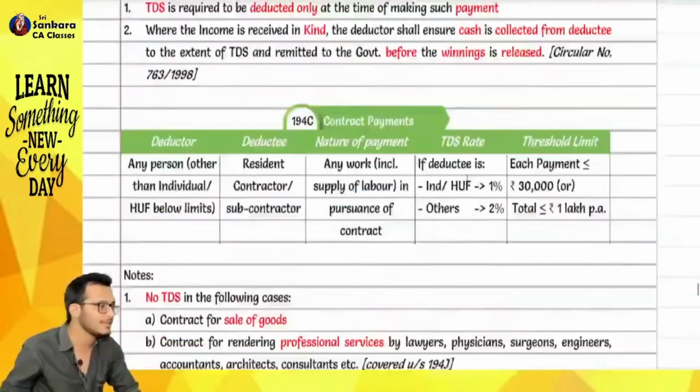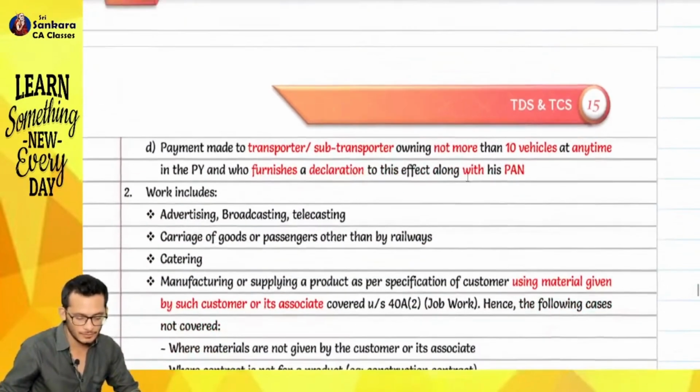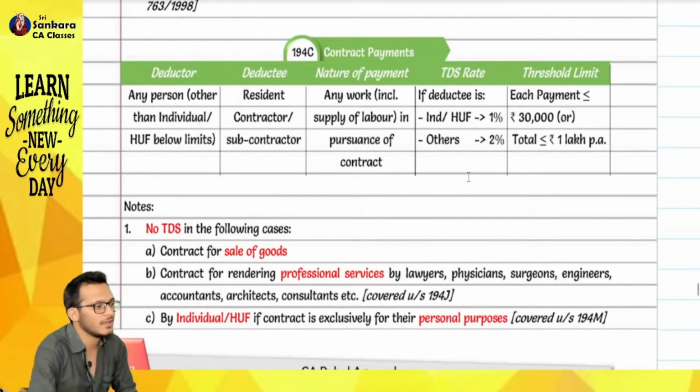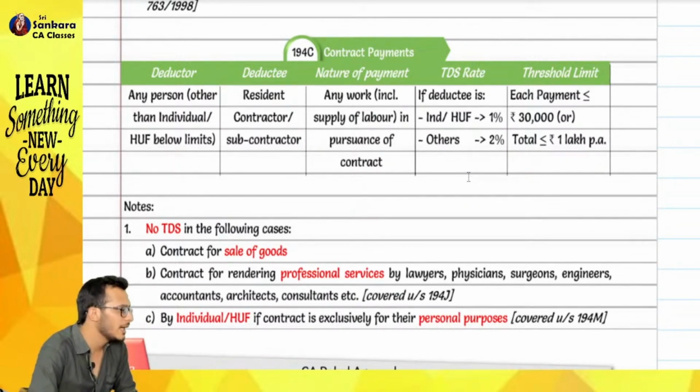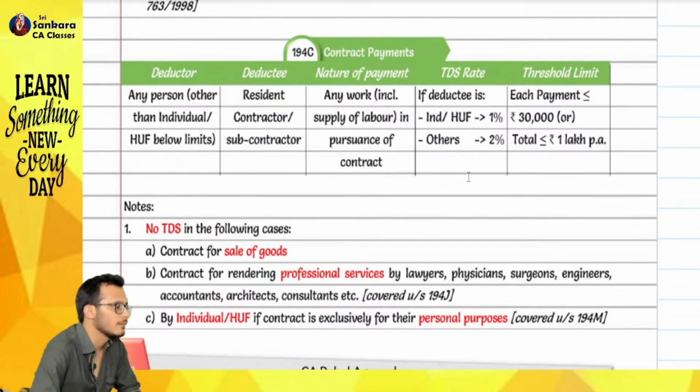194C. C stands for contracts. The provisions say that if you are going to make any kind of contract payment, check whom you are making the payment to. If you are making the payment to an individual or HUF, deduct 1%. If you are making the payment to anyone other than an individual or HUF, deduct 2%.